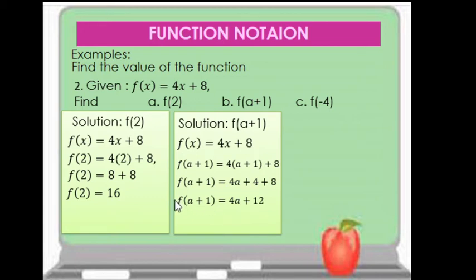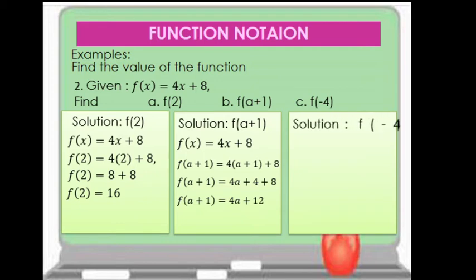So, this is our answer. So, f of a plus 1 is equal to 4a plus 12. Next, we have f of negative 4. So, f of x is equal to 4x plus 8. So, again, yung value ng x is negative 4. We're going to substitute dun sa mga x sa ating function.